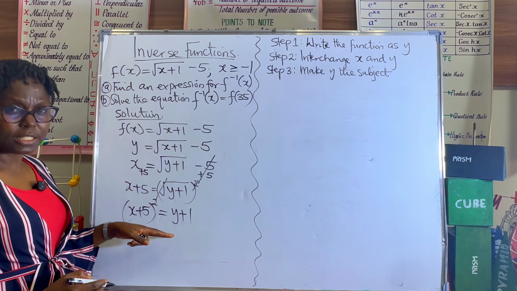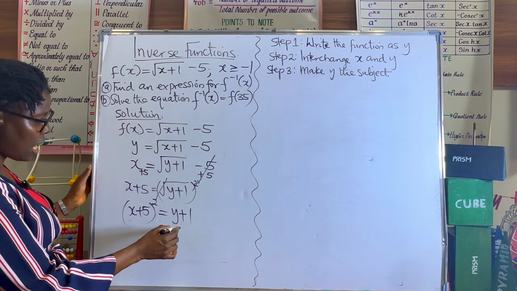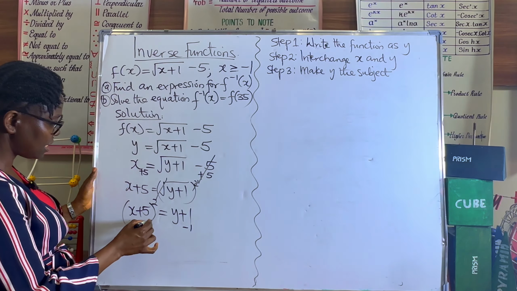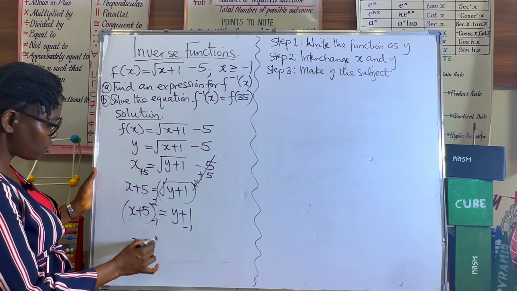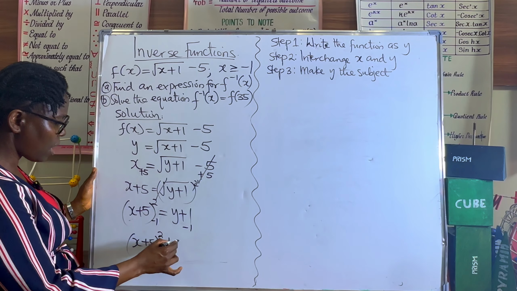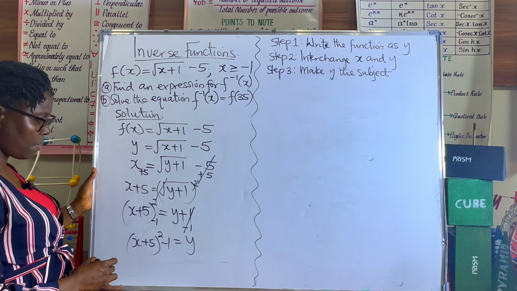y should be the subject of the formula, but 1 is added to it. So what do I do to take away 1? I would subtract 1 from both sides. I'll subtract 1 from this side as well. So x plus 5 squared, take away 1 is equal to y, because 1 minus 1 is 0.